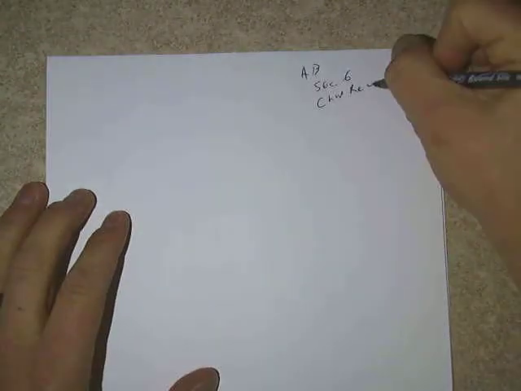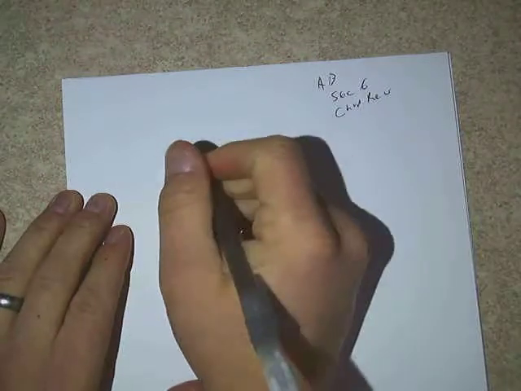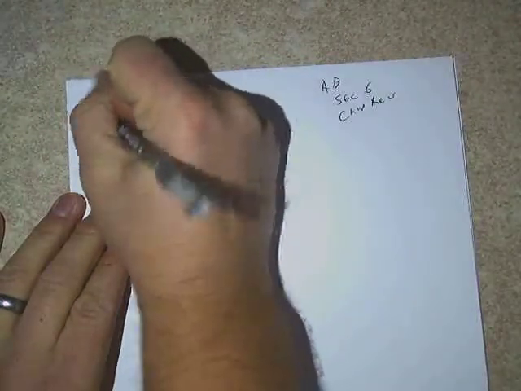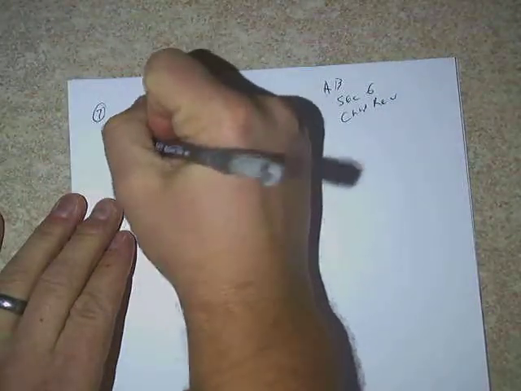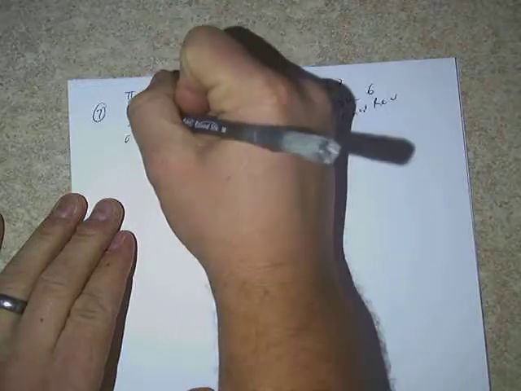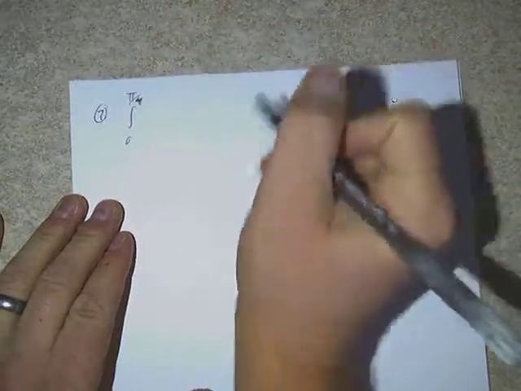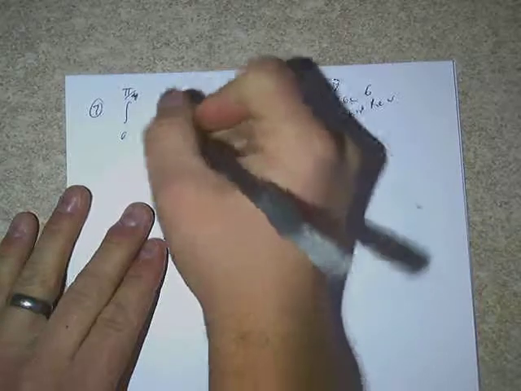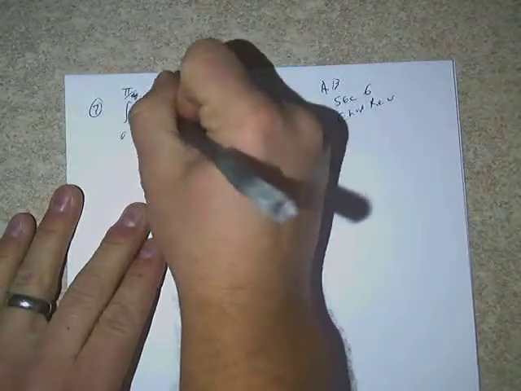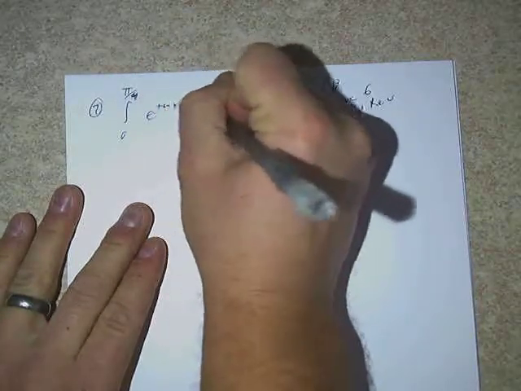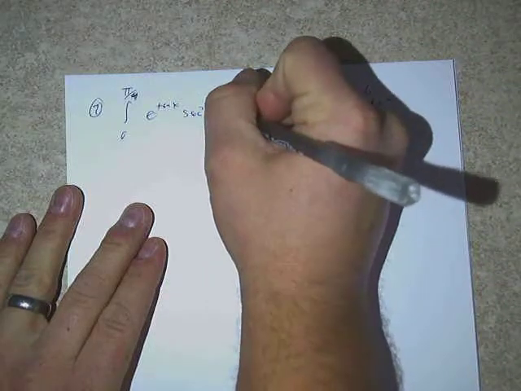Alright, so chapter review problems here for chapter 6. Starting out with number 7, you said? Yeah. So we have a definite integral from 0 to pi over 4 of e to the tangent x, secant squared x, dx.